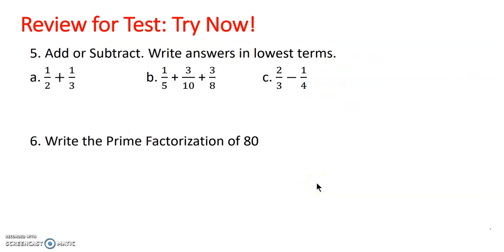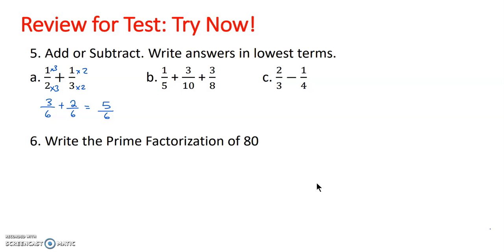Number 5, you're adding or subtracting unlike fractions and writing your answers in lowest terms. Number 6, prime factorization. You're making your factor tree of 80. 5a, we have 2 and 3. Lowest common denominator is 6. I'm going to multiply here by 3 and multiply by 2. That will give me 3 over 6 plus 2 over 6, with the answer being 5 over 6.